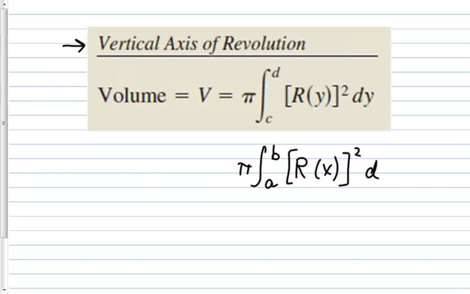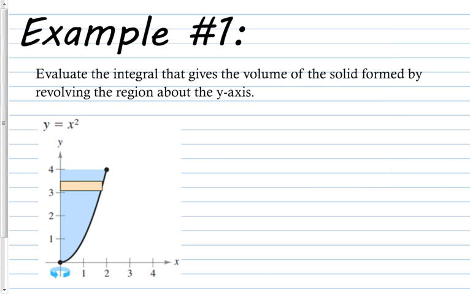Well, obviously, if we're revolving vertically, right, on the coordinate grid, the y-axis is vertical. So it should be pi times the integral from c to d of r of y squared dy, because it'll be with respect to y. My bad. Okay, so example 1.